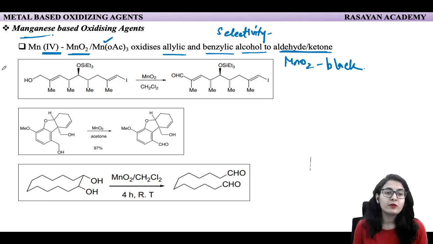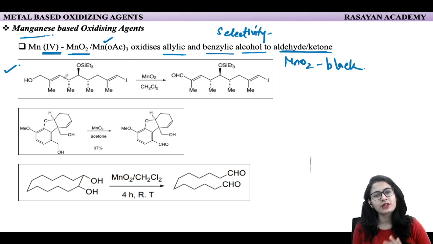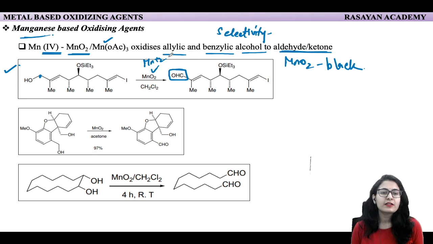Okay. So look over here, the first example. What do you have over here? See, in this example, you have only one alcohol, and that alcohol is an allylic alcohol. So fine, it is oxidizing the allylic alcohol to CHO, and itself it gets reduced to manganese plus 2 in the solution, right? So this was easy because there was only one alcohol.